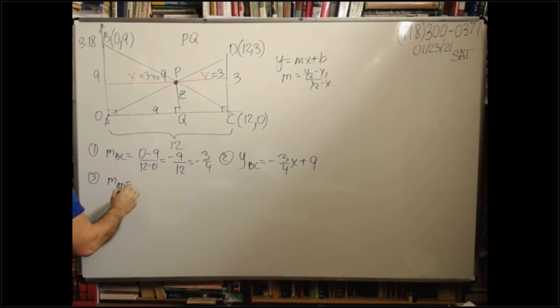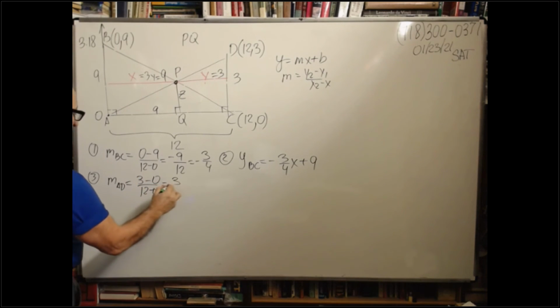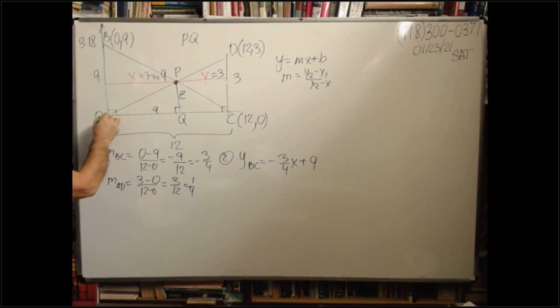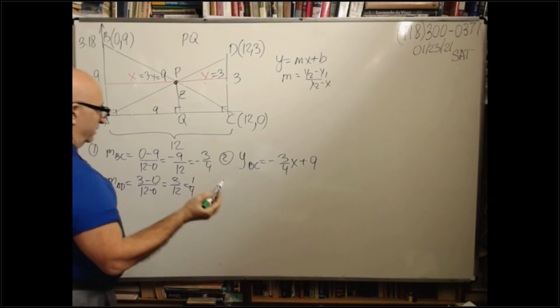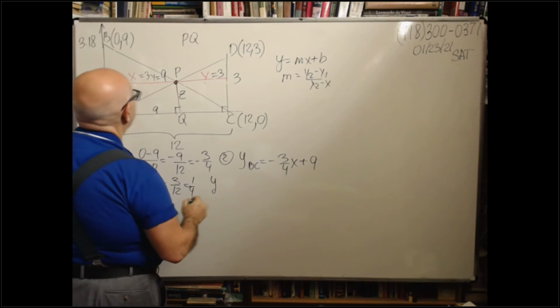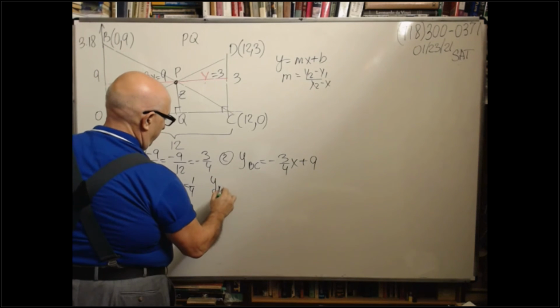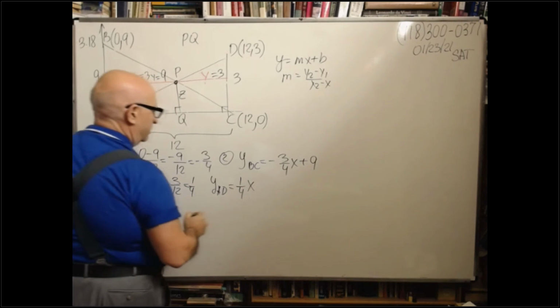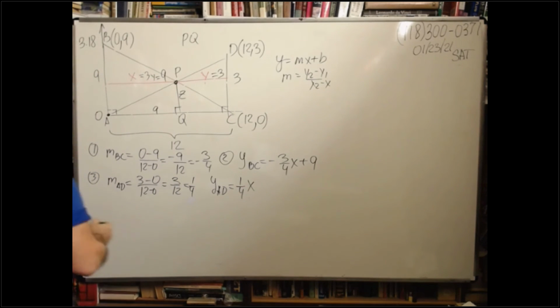And it would be y2 is 3 minus 0 divided by 12 minus 0. 3 over 12, which is 1 over 4. And since this goes from the origin, the y-intercept is equal to 0, and y of line AD equals 1 over 4x. Good. B equals 0.